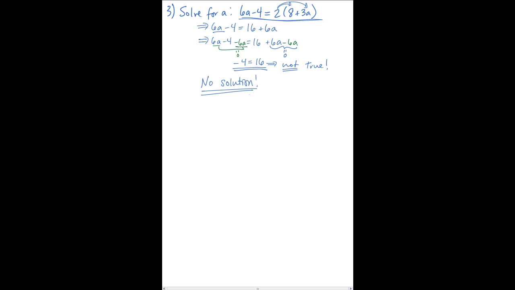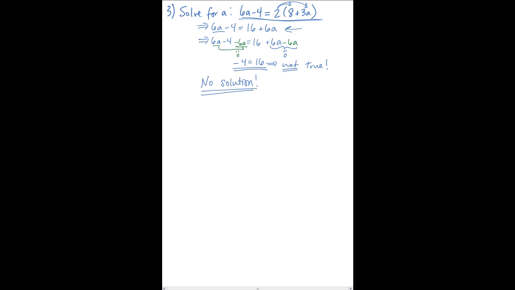No matter what we plug in for a, we're still going to end up with some statement that's not true. If we look farther up, we can see why this is the case. We have 6 a's on either side, so it doesn't matter what we put in for a, we're still going to end up with negative 4 equals negative 16, which is fundamentally something that would need to be equal in order to make that equation true.